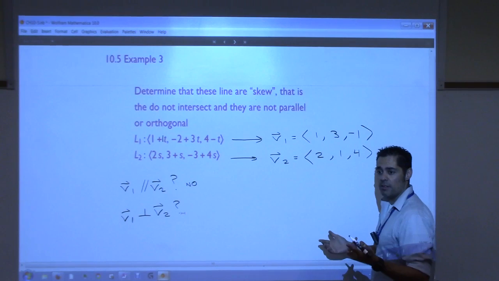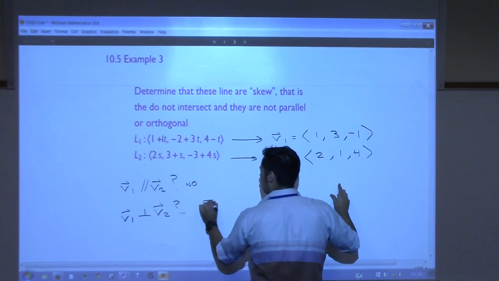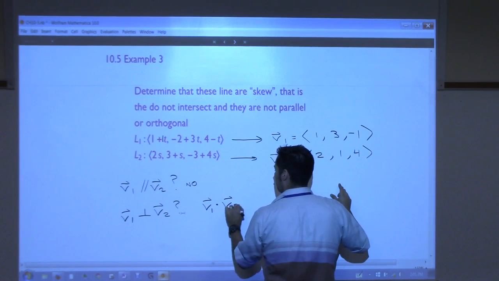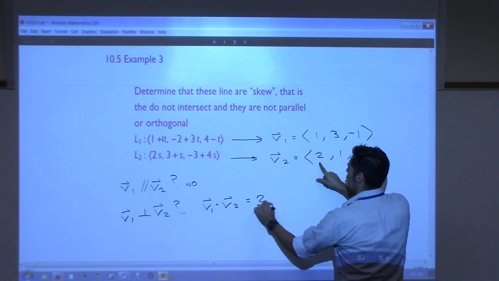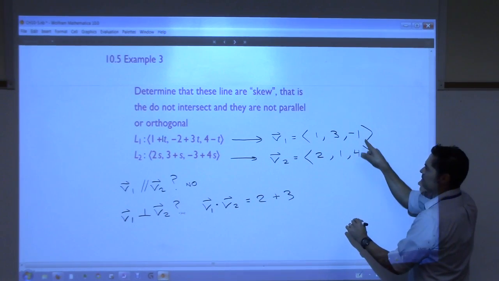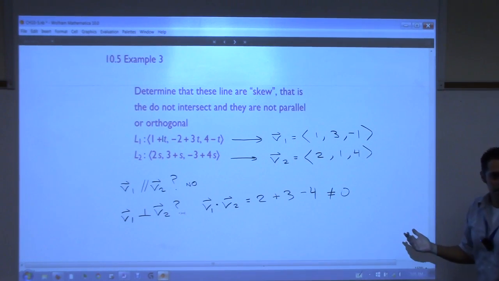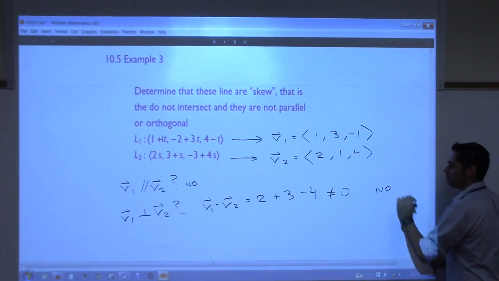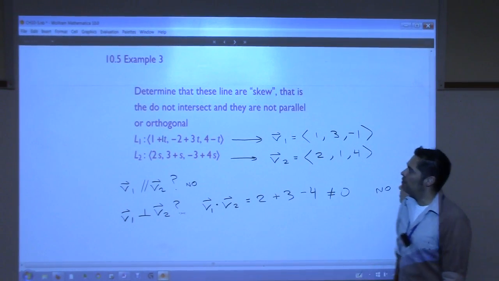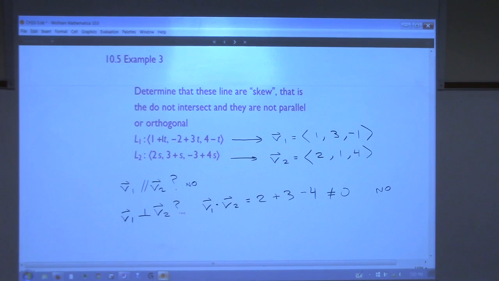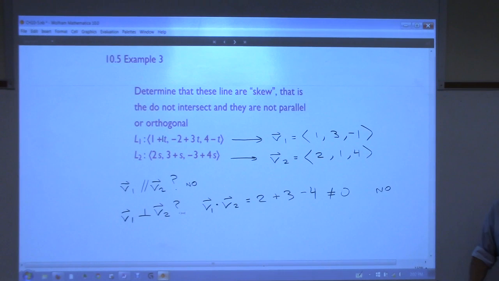If the dot product is 0, they're perpendicular, right? Okay, so let me take the dot product. I'm going to take V1 dot V2. What is that? Multiply 2 plus 3, then minus 4. This is not 0. What does that mean? Are they perpendicular? No. I'm trying to show they're skew, so they better not be parallel, and they better not be orthogonal. So far, so good. The last thing I have to show is that they don't hit each other. I just have to make sure that they don't intersect.